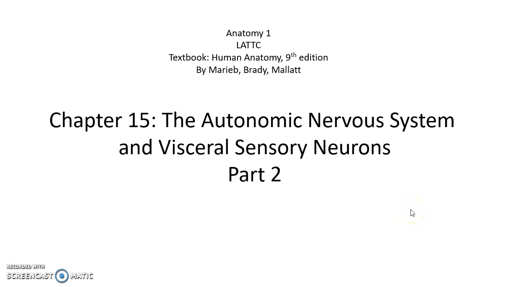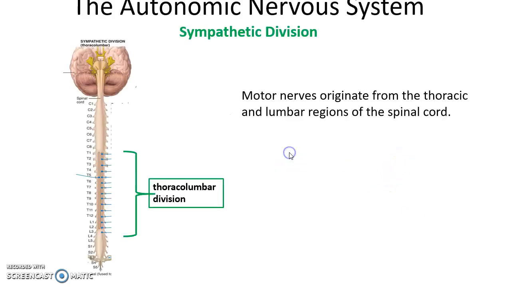The autonomic nervous system and visceral sensory neurons, part 2. So, we're moving on to the sympathetic division. The sympathetic division is also known as the thoracolumbar division. This is because all of the motor nerves for the sympathetic division come out of the thoracic and lumbar regions of the spinal cord. Thoracolumbar.